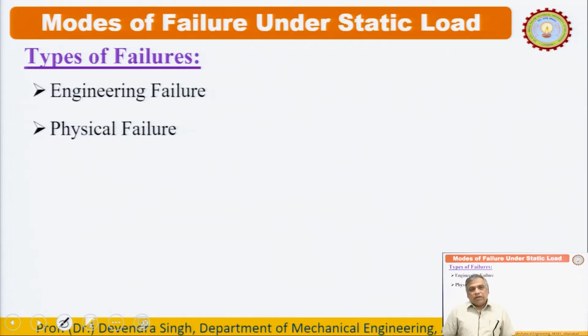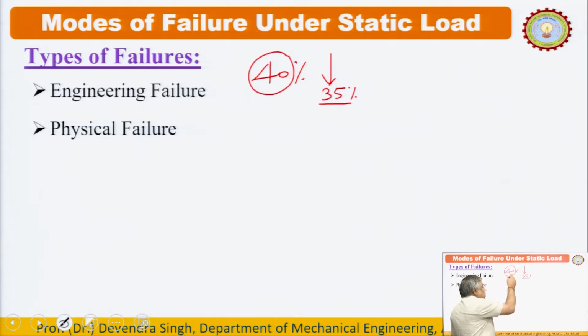A simple example we can take is of a boiler. Suppose a boiler is designed to produce steam with an efficiency of 40%. After a few years, due to some reasons, maybe scaling is one of the reasons, the heat transfer rate may be affected and the steam production efficiency is reduced to 35%. The boiler is still able to generate steam, but its efficiency has reduced from 40% to 35%, while we need 40%. So, this is called engineering failure. It is working, but the efficiency has reduced lower than what is required.